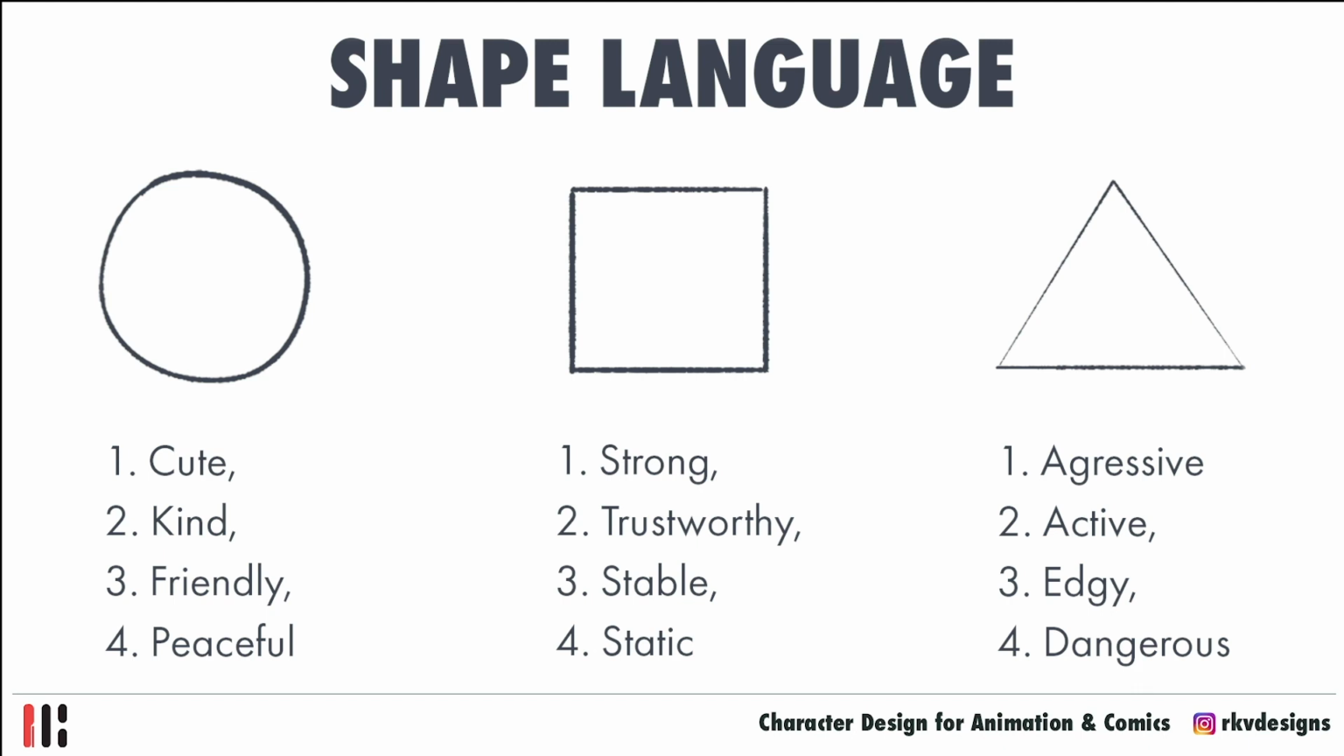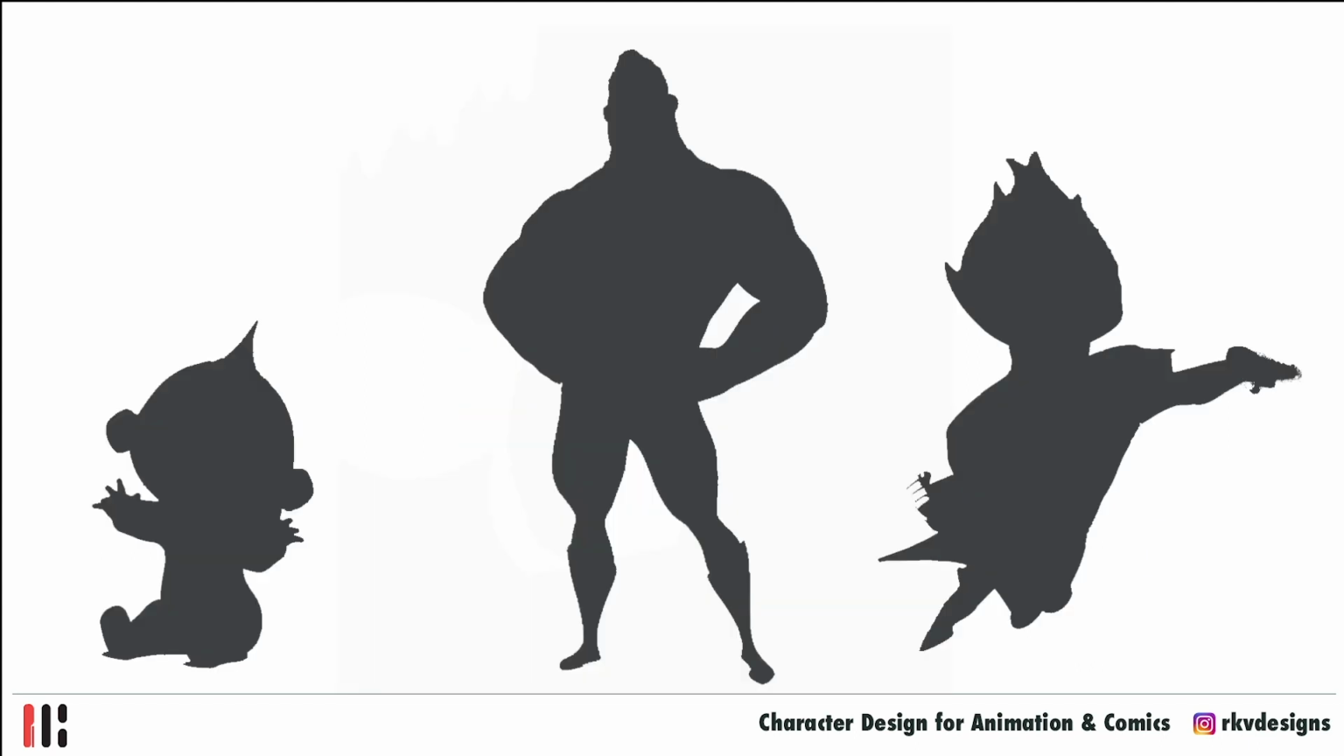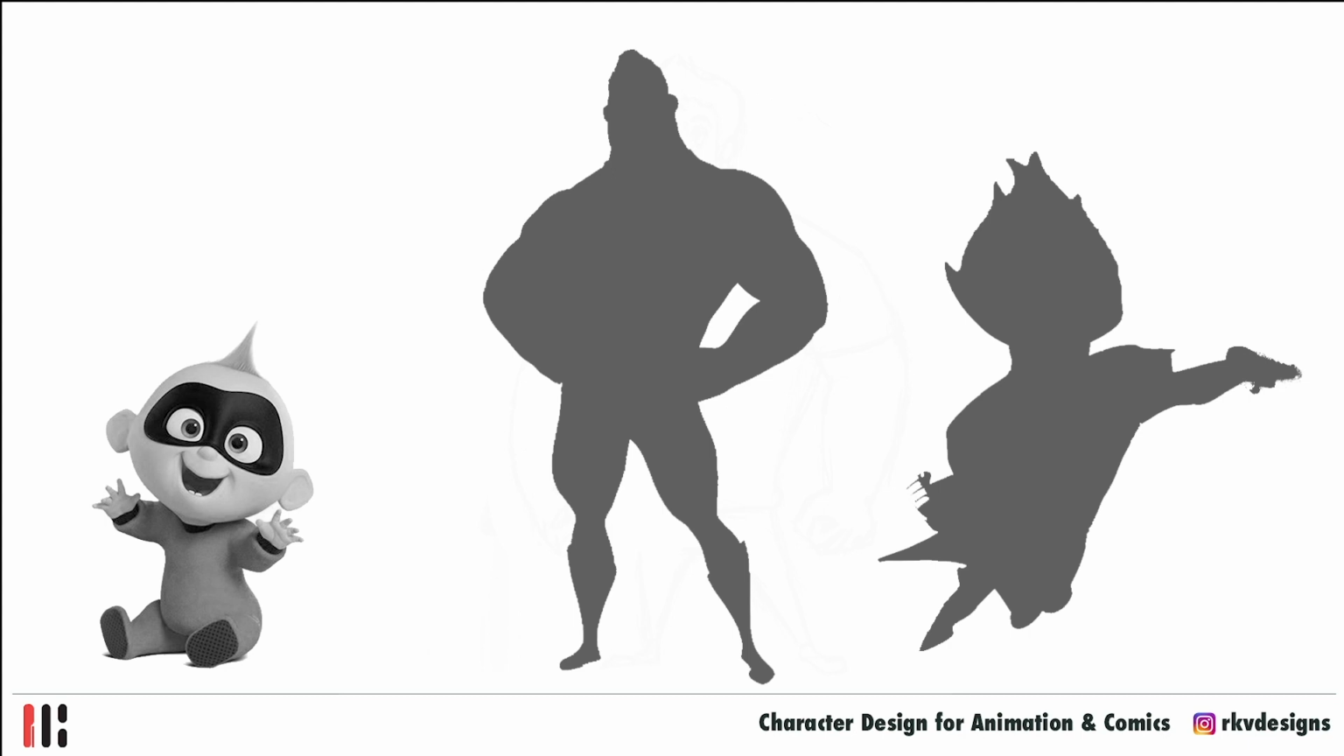To illustrate the use of these shapes as an example, let's look at the movie Incredibles and the character design. Now let's look at Jack Jack. It's very obvious the whole face is a big circle and his entire body has soft round edges, which generally represents someone who's friendly and someone whom you can get close with.